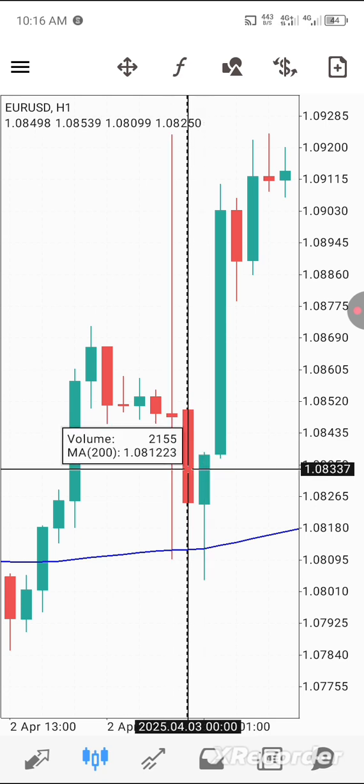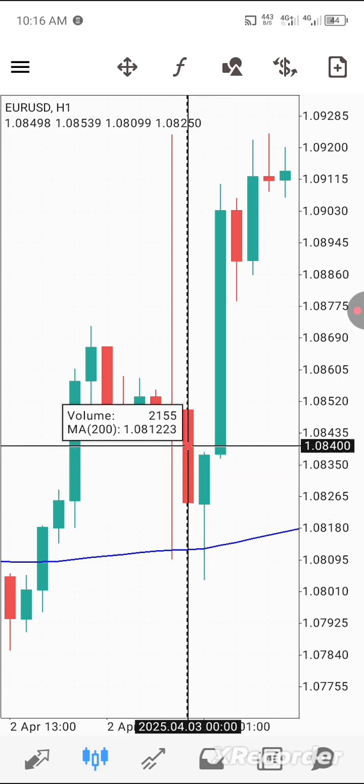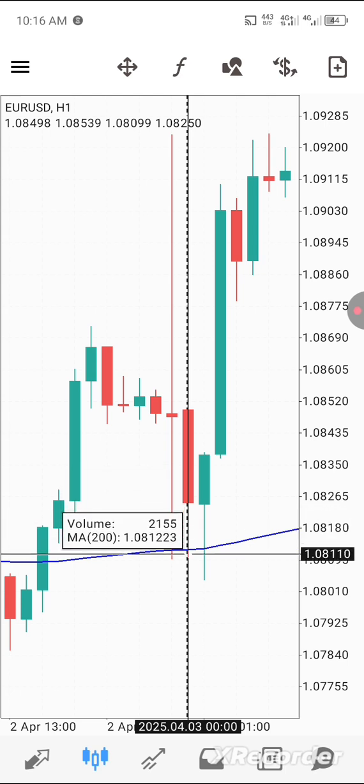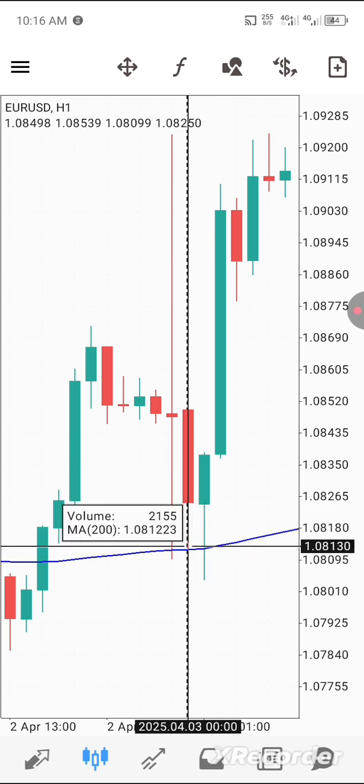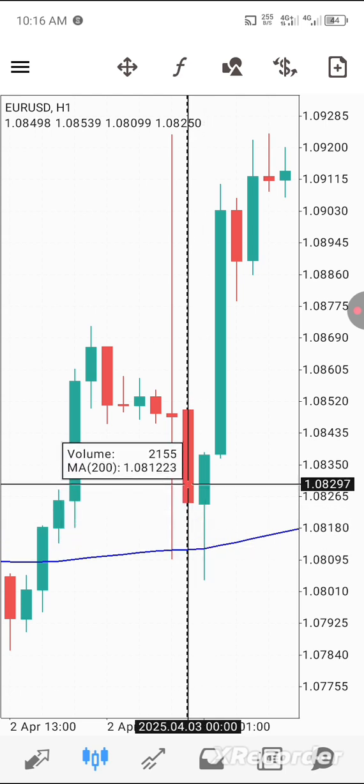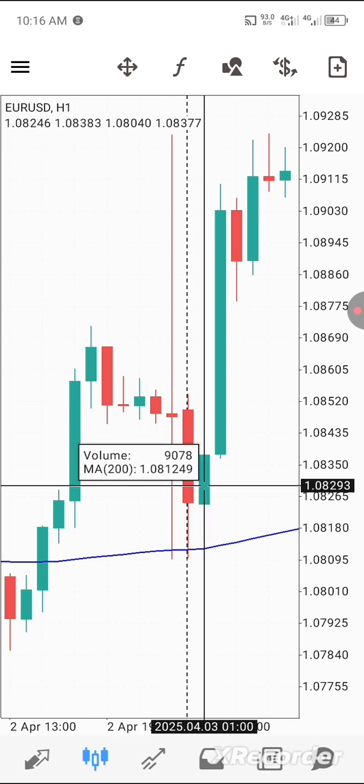Why did I say that? Because the market touches the blue line, and it's not just touching the blue line. This is called the bullish harami.